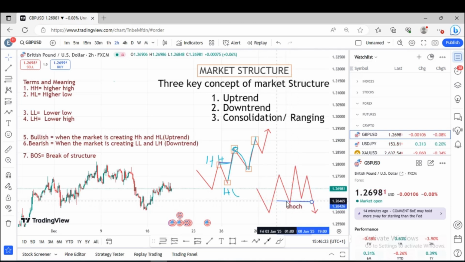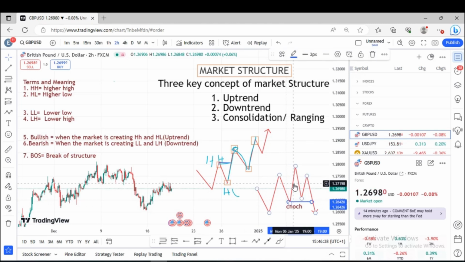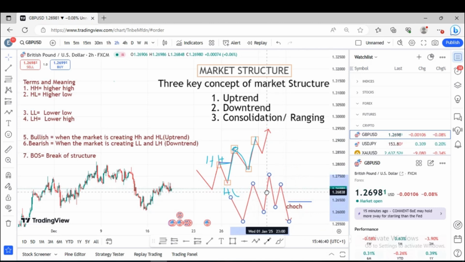So here, let me bring it out so that I'll show you the downtrend. But before I move on to the downtrend, let me explain what a downtrend is. A downtrend occurs when price forms lower highs and lower lows. This indicates strong selling pressure, meaning the market is bearish. So that means an uptrend is the opposite of a downtrend. So you should know that.